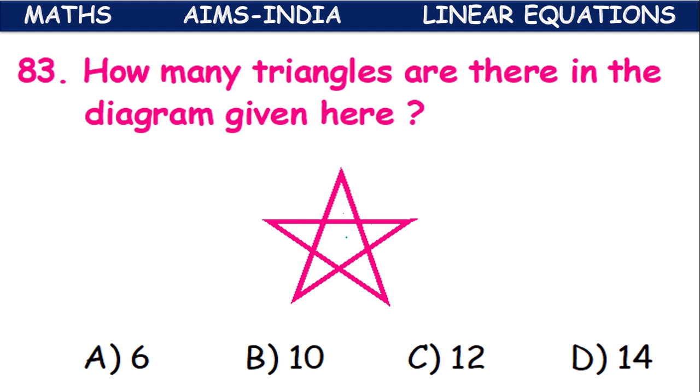So 1, 2, 3, 4, 5, 6 parts completed. 6 parts after, we can consider this 7. We can consider this 8. We can consider this 9. 9 triangles. But there is no option 9. Is there any other triangle possible? 9 triangles.